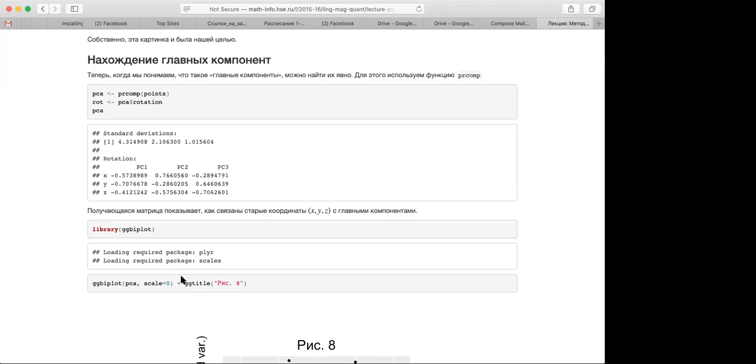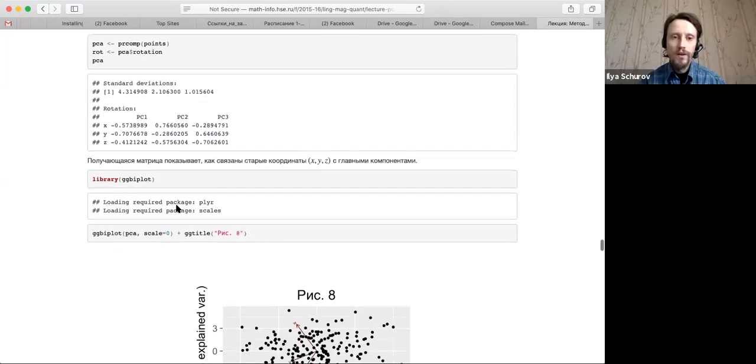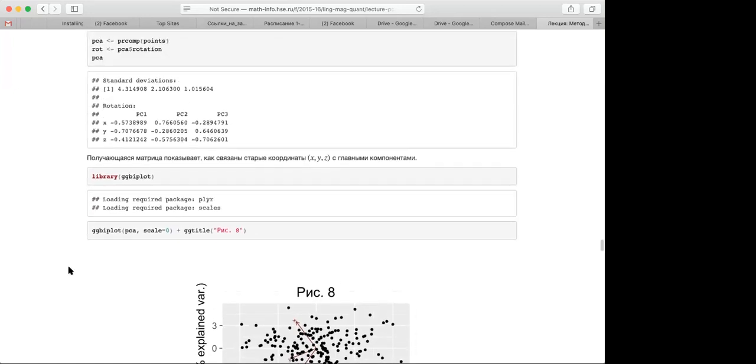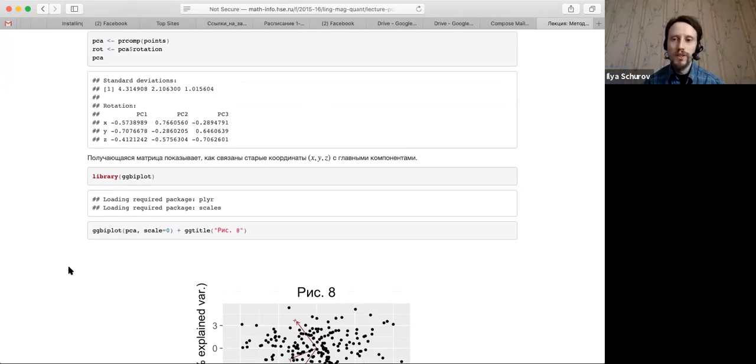But actually, how is it connected with the decreasing of dimensions of our variables? We still have three variables. Yes, exactly. That's a good question. We still have three variables, but now these variables have different variances.